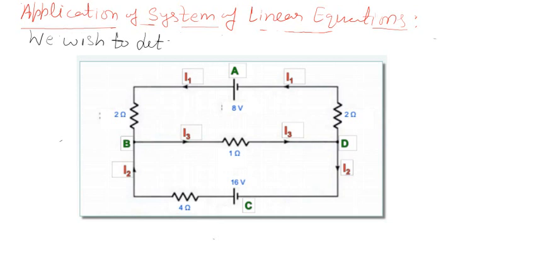We wish to determine the currents I1, I2 and I3 in the following electrical circuit. We will see very soon that this leads to a system of linear equations in I1, I2 and I3. They are unknown, they need to be determined.